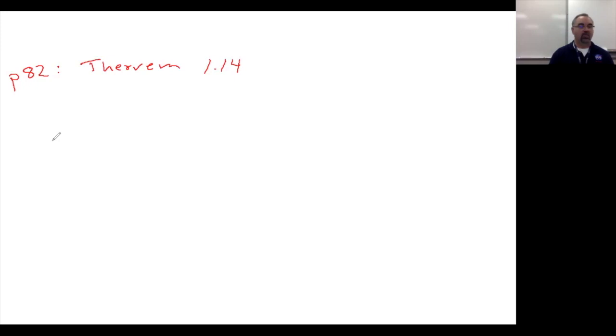What I did want to look at was something else in here that's actually another theorem, and a little bit more interesting, which is theorem 1.15.